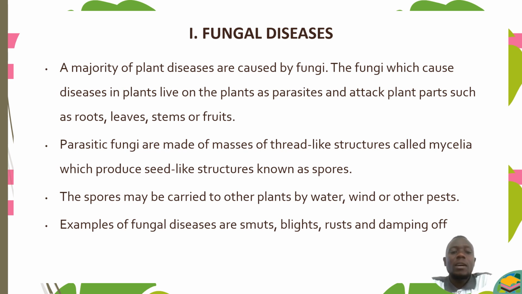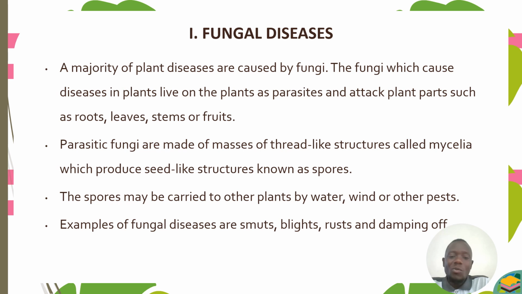Most of the plant diseases are caused by fungi. The fungi which cause disease in plants live on the plants as parasites and attack plant parts such as roots, leaves, stems, as well as fruits. All these parts may be attacked by the fungi which live on the plants as parasites. Parasitic fungi are made of masses of thread-like structures called mycelia, which produce seed-like structures known as spores. So the parasitic fungi produce spores.